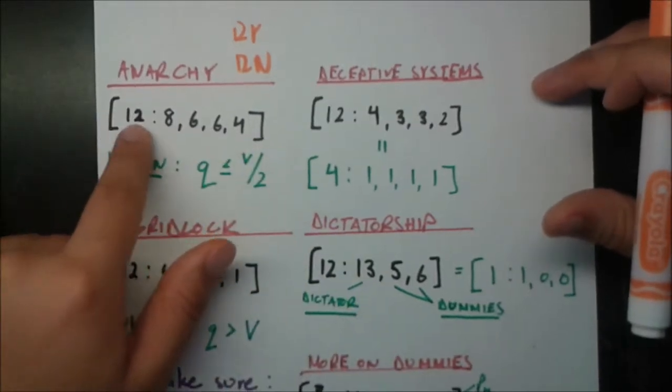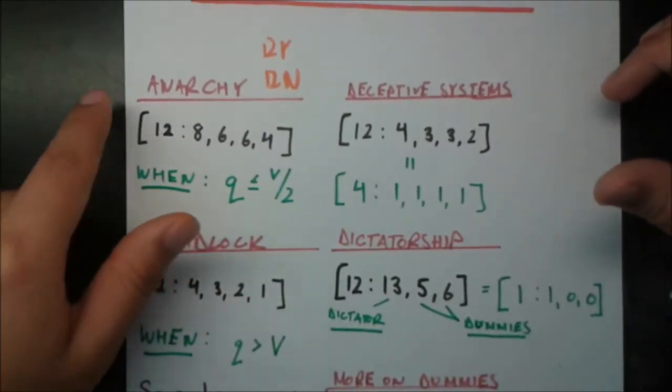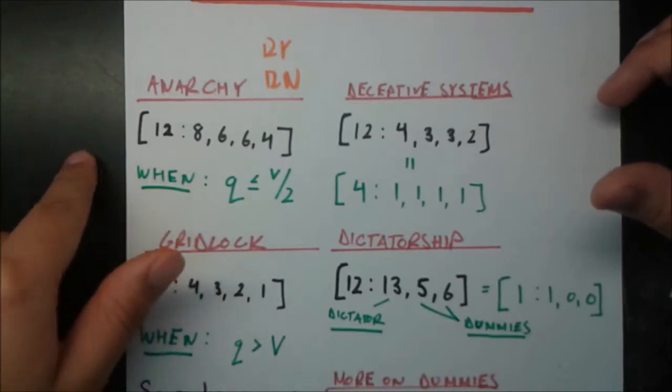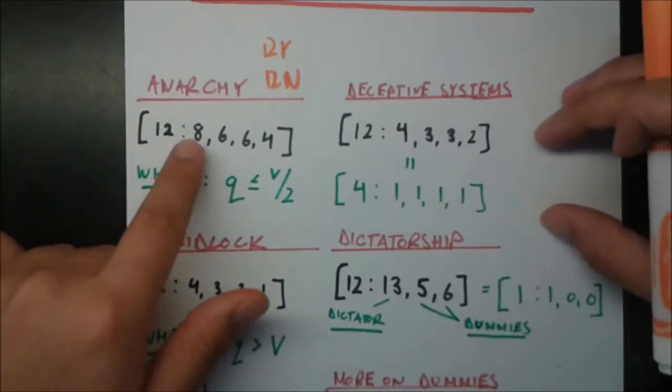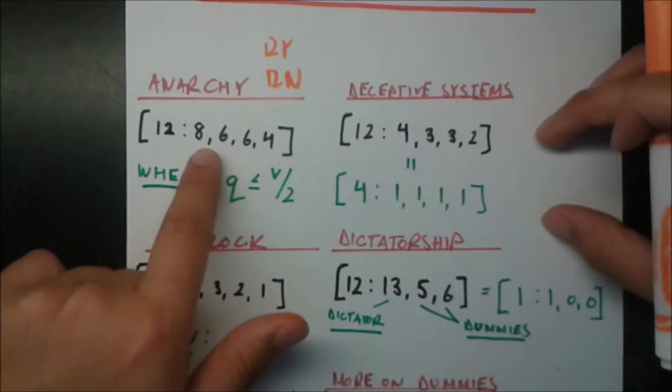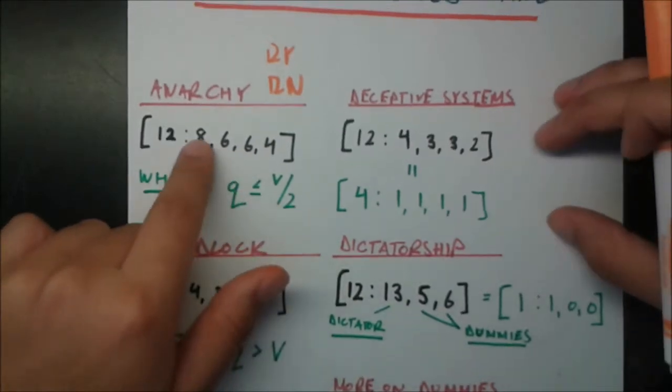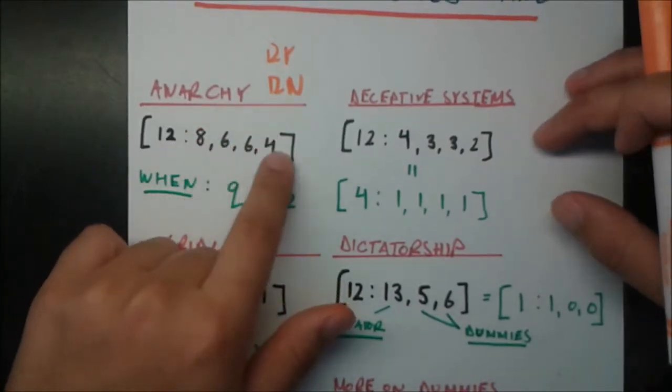The first number is always the quota. That's how many yes votes you need to get the yes motion to pass, or how many no votes you need to get the no motion to pass. And then you list in descending order all the weights of the players. So in this case, player 1 has 8 votes, but player 4 only has 4 votes.